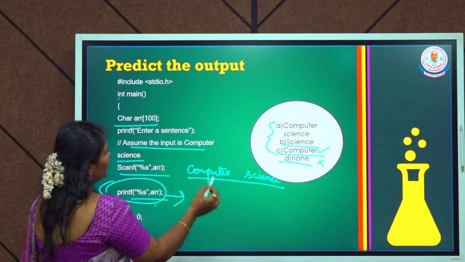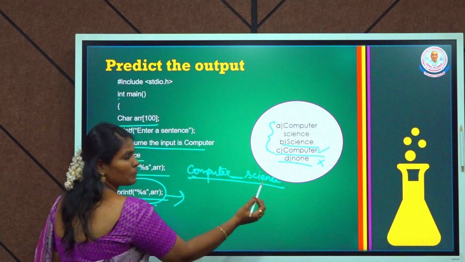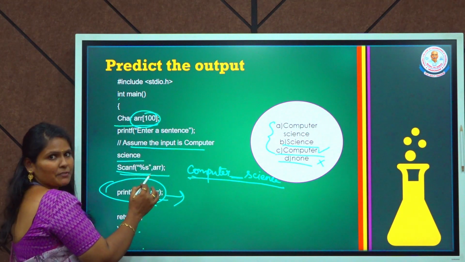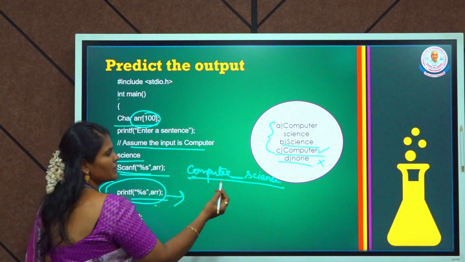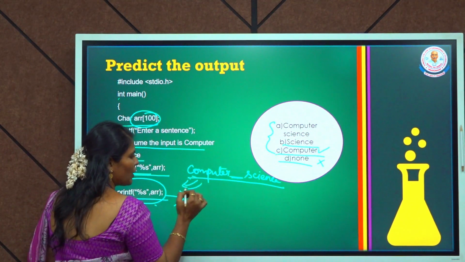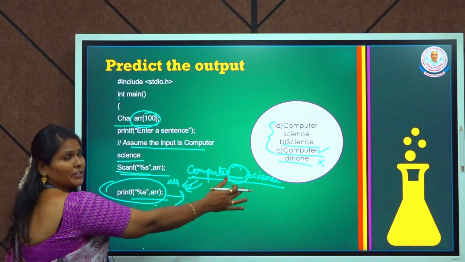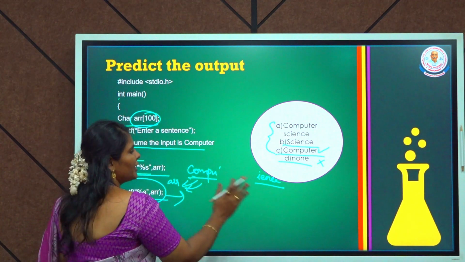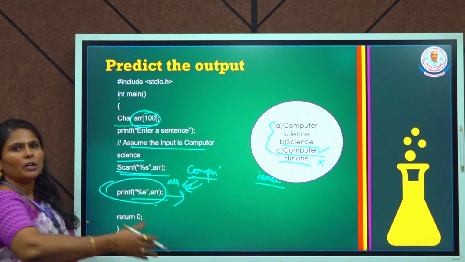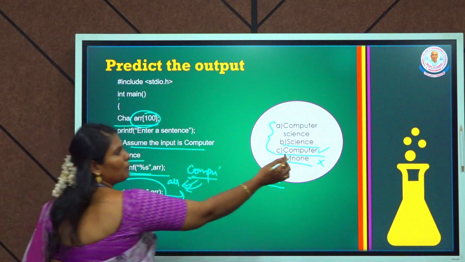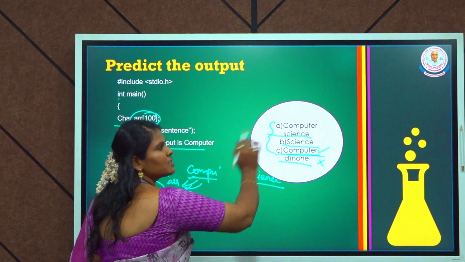Because here we are just using the input "computer science". Here we are using the character array and the scanf statement. The scanf statement will add all the characters to the arr array until it encounters a space. Once it encounters a space, it will think that there is no more input from the user. So while printing arr, only the word "computer" will be printed, and the word "science" will be omitted.